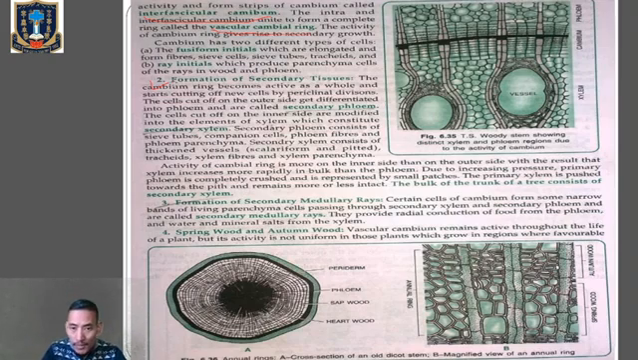Why? Because the activity is more toward the inner sides compared to the outer sides, and as a result the xylem will increase more rapidly compared to the phloem. And when the xylem increases rapidly, it will exert a pressure toward the phloem, and as a result the phloem will receive enormous pressure and will be crushed completely and will remain in the form of small patches.